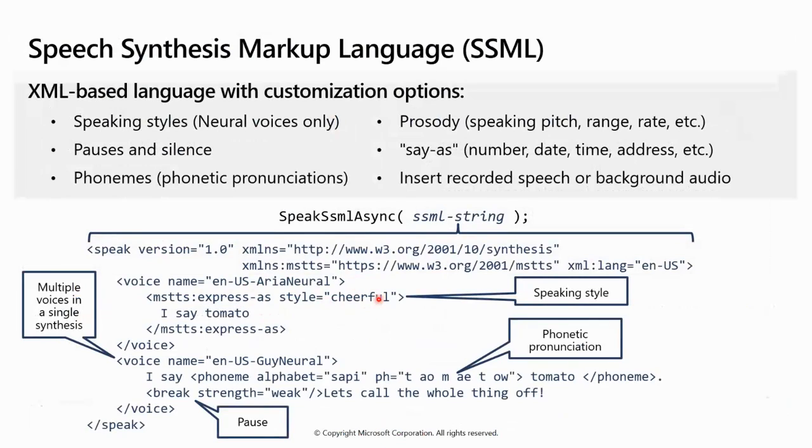In a cheerful style, she says, "I say tomato." And with this neural voice, we can use the phonetic pronunciation in order to pronounce "I say tomato," okay? And we can add a pause, a break, and so on, okay? So this one says something like, "I say tomato, let's call the thing off," okay?